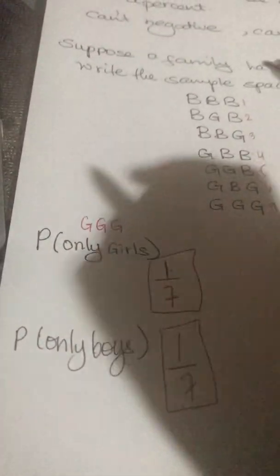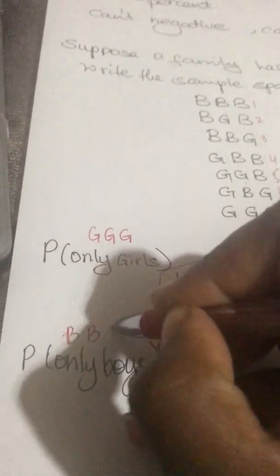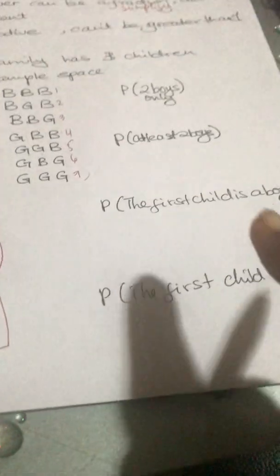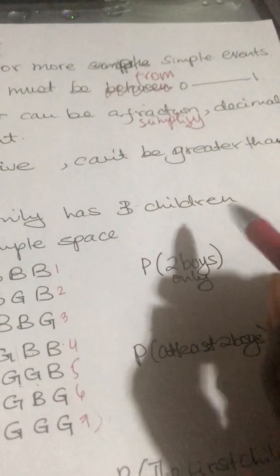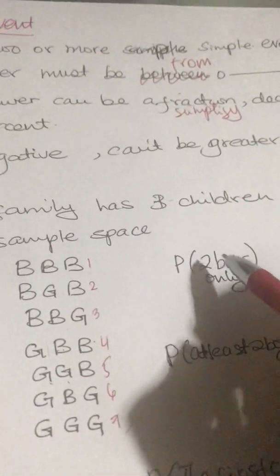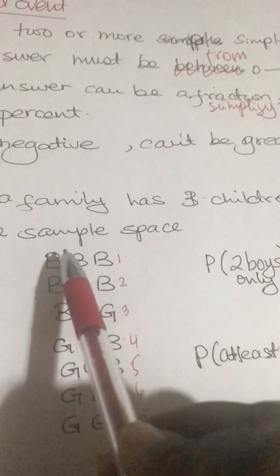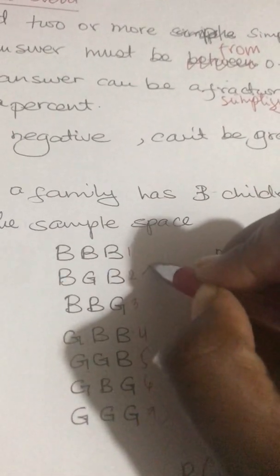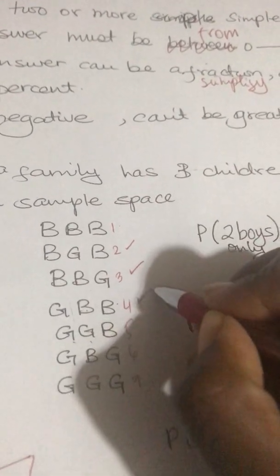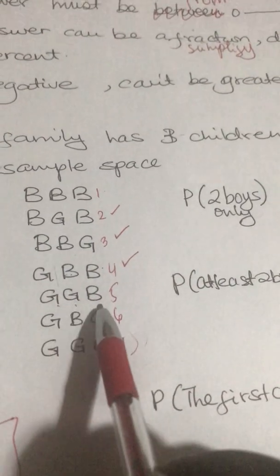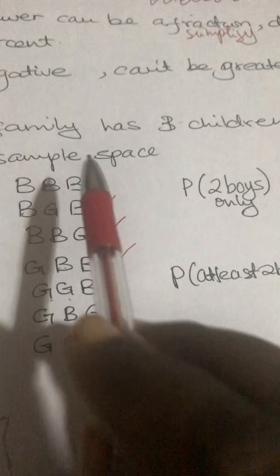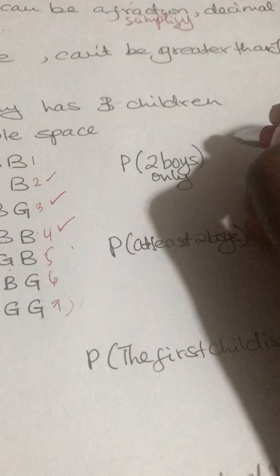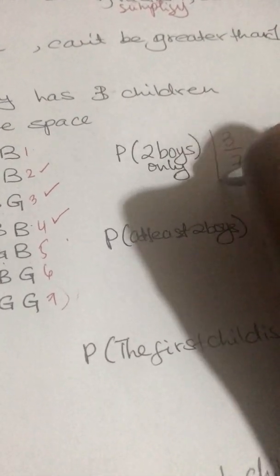And I always write here so that I remind myself what I am doing, to make sure I chose the correct one. Now, what is the probability of having 2 boys only? I can't choose this because there's 3 boys. So by 2 boys only, 1, 2, 3, and that's it. Here there's 1 boy, here there is no boy, here there's 3 boys. I only want 2 boys. So I have 3 of them. So 3 over 7.